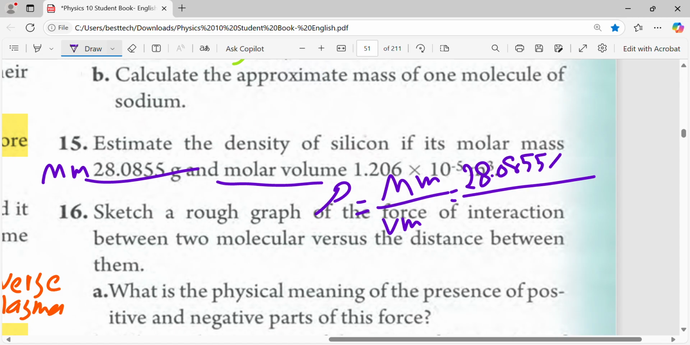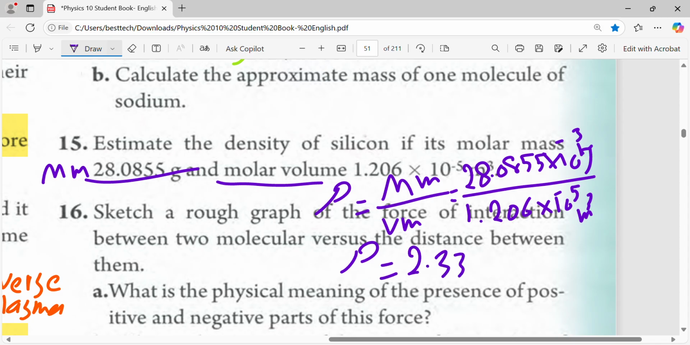28.0855 times 10 to the power of negative 3, because you have to make it kilograms, over the molar volume, 1.206 times 10 to the power of negative 5 meter cubed. Done. Just divide it. So the density equals 2.33 times 10 to the power of 3 kilograms per meter cubed.